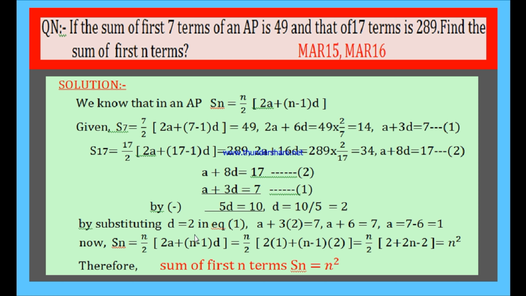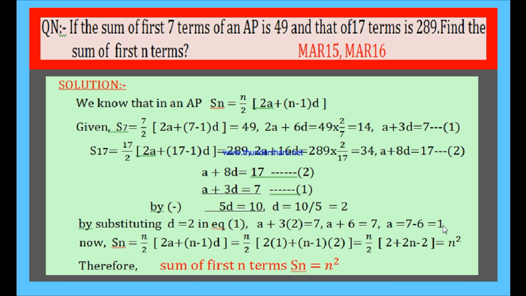Now by substituting d is equal to 2 in equation 1, that is a plus 3d is equal to 7, a plus 3 into d value 2 is equal to 7. That is a plus 3 2s are 6 is equal to 7, and a is equal to 7 minus 6.